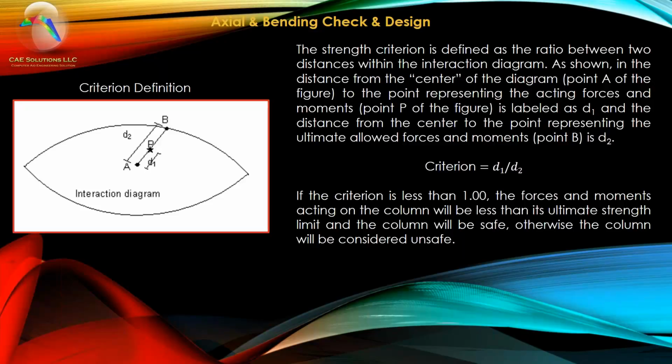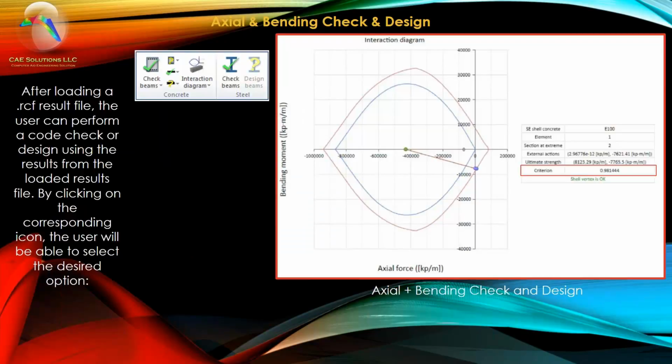The criterion, the word criterion will appear in CivilFEM, is the ratio of D1 to D2. If the criterion is less than 1, that is a fraction between 0 and 1, the forces and moments acting on the column will be less than its ultimate strength limit, and the column, therefore, will be safe. Otherwise, the column is obviously considered unsafe. Easily, CivilFEM will liberate us from any hand calculations.